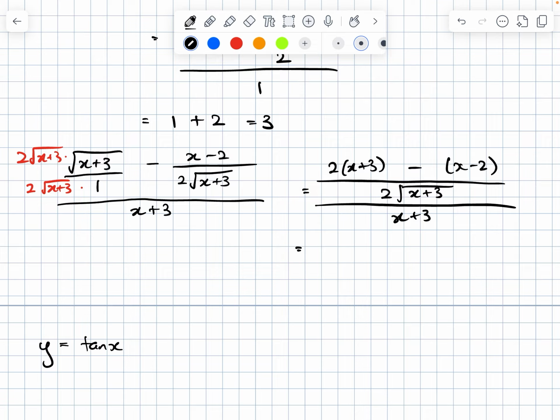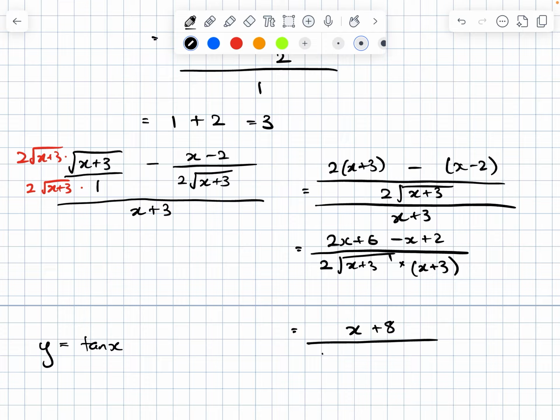We can then simplify the numerator. This is 2x plus 6 minus x plus 2, all over 2 times the square root of x plus 3, all divided by x plus 3. When you divide a fraction by another number, that just goes to the bottom of the fraction. So it's really like doing square root of x plus 3 times x plus 3, which gives us x plus 8 all over 2 times. And now since these are the same, just one is x plus 3 and one is x plus 3 to the power of half, we can just add the powers, which is x plus 3 to the power of 3 halves.